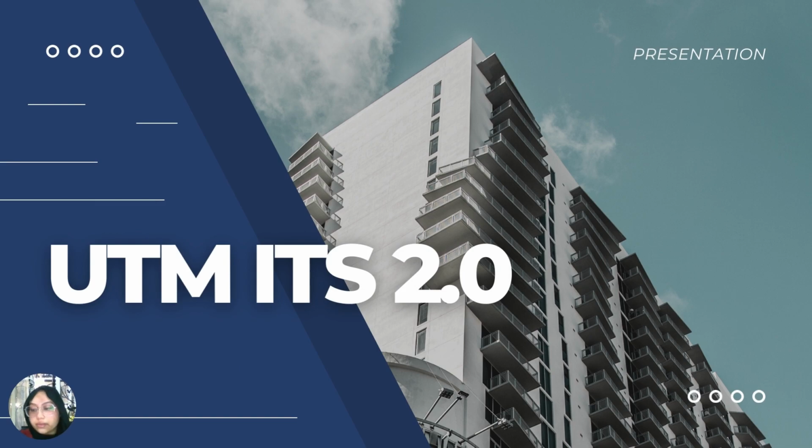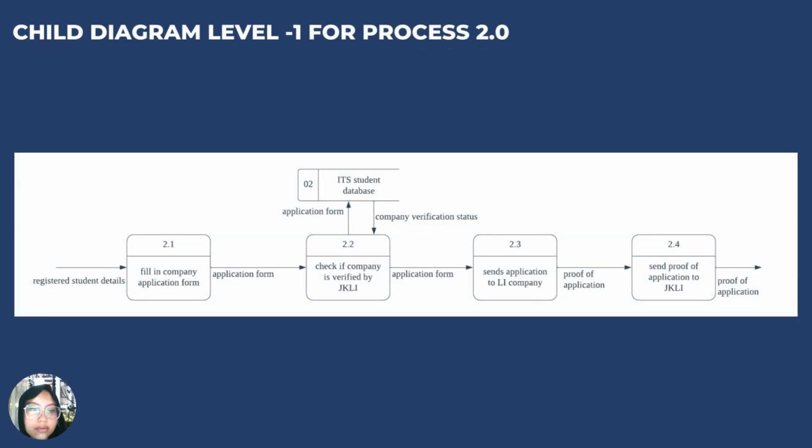Hi everyone, now I will be discussing the child diagram for process 2.0, which is application. Okay, here we go. So the child diagram starts with an input of registered student details. And then the student will have to fill in the application form, which I will show in the GUI later.